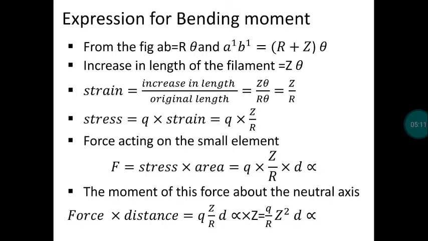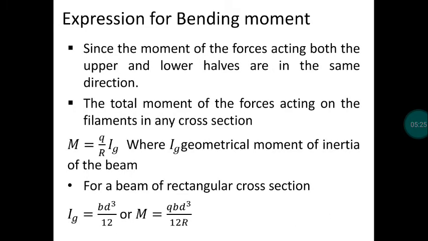is force into distance. If you substitute, we will get Q Z by R d alpha into Z, that is equal to Q by R Z square d alpha. Since the moments of the forces acting on both the upper and lower halves are in the same direction, the total moment of the forces acting on the filaments in any cross section is M is equal to Q by R into Ig, where Ig is the geometrical moment of inertia of the beam.